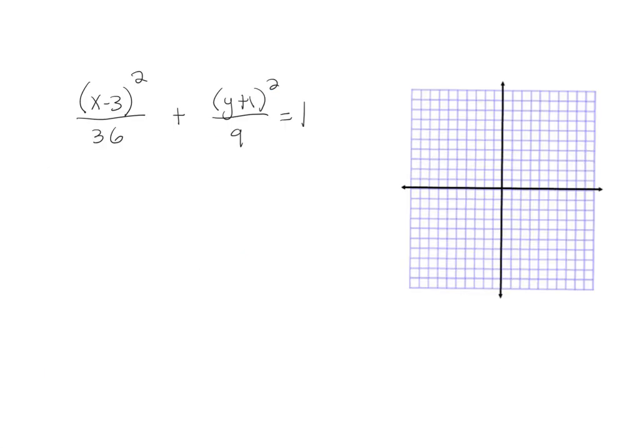All right, so now let's practice graphing one. I know the last slide was a lot of information, but they're actually very easy to graph. So let's start with the center is at the point (3, -1).